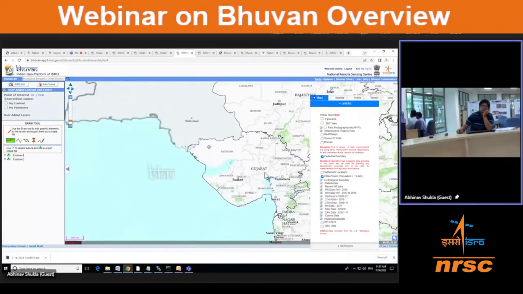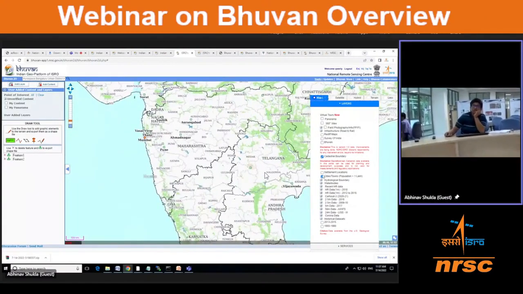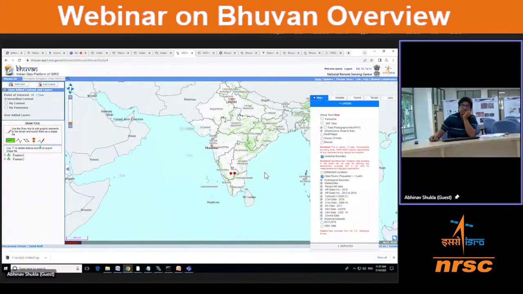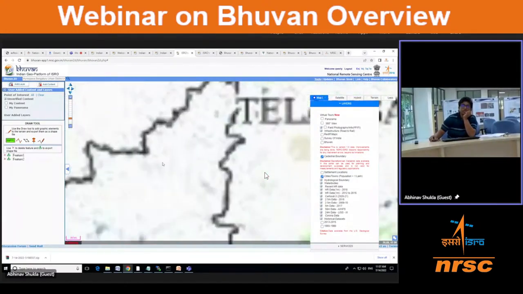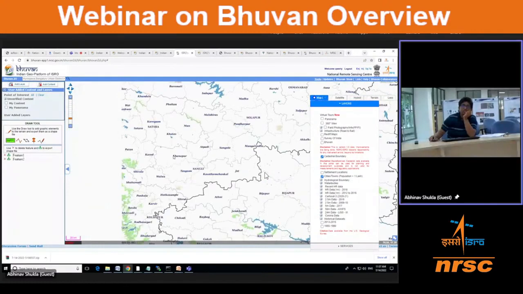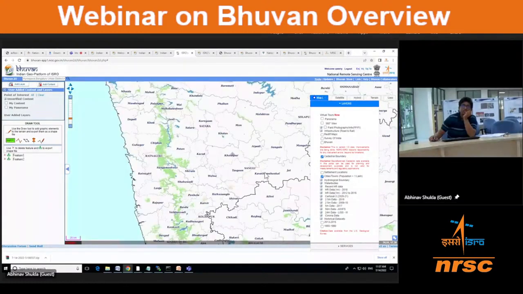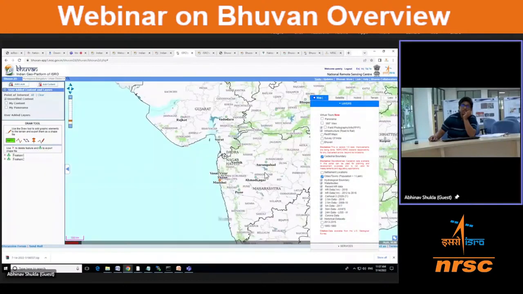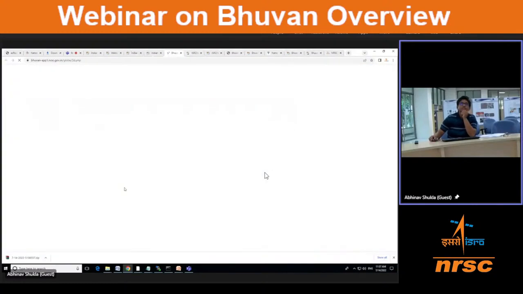Using this also, using the cities and towns, you can get all the important cities like Delhi, Mumbai, Ahmednagar, Aurangabad, Nasik, and even toggle like this also. Next, we'll go to Bhuvan 3D.